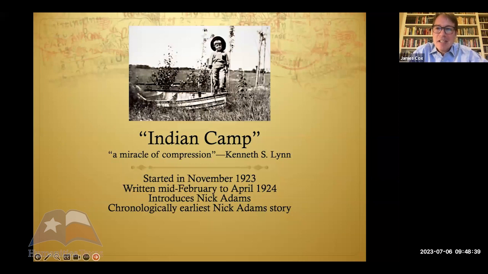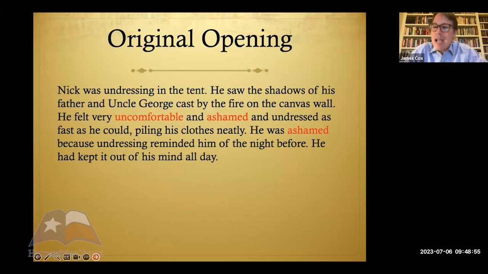Lynn says. So when he was writing Indian Camp in November 1923 and finishing it up the following late winter and early spring, he wasn't thinking about icebergs. But about 10 years later, when he was thinking about why he deleted the original opening to the story, he thought about the iceberg theory and said, oh, that's a really good way to describe what I was doing. And we don't need to go through all of this, but we'll talk a little bit more specifically about Indian Camp in the second part of the webinar.